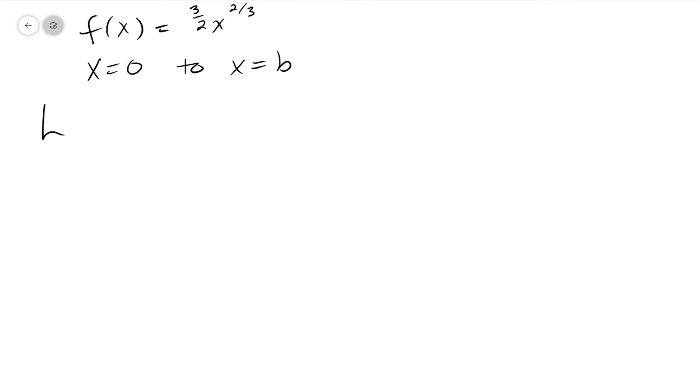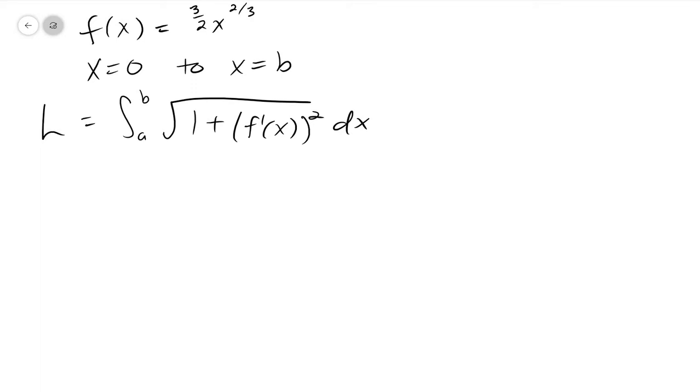And let me remind you guys of the arc length function. This function is going to be the integral from a to b of the square root of 1 plus our function's derivative, squared. So the first thing we're going to need to find for this problem is the derivative of our function. So let's differentiate this guy.